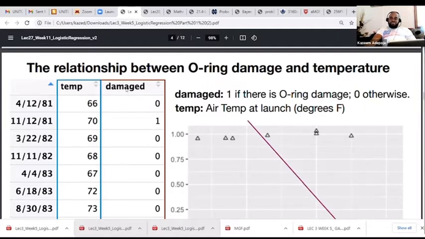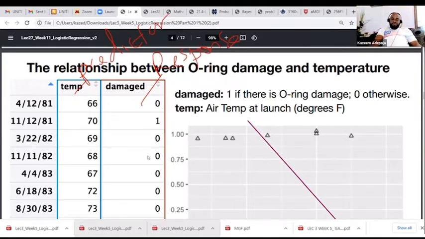when the temperature was 66, damage equal to zero. This is my response variable right now. This is the response, and this is the predictor. The temperature is the predictor, the damage is the response, and if damage equals 1, we mean that the O-ring is damaged. When it is equal to 0, it means it is not. So you can see the response is being coded as 0 and 1.